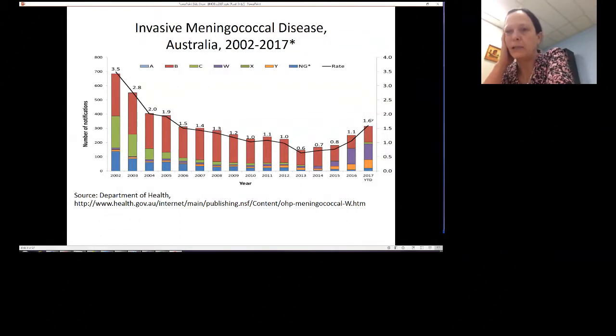We rarely get meningococcal A, and the non-groupable or non-grouped was high in the early periods when the laboratory confirmation wasn't as consistent, and it looks a little high in 2017, but that will be reduced because pretty much all those isolates will eventually be subgrouped. Okay, so next slide, please.